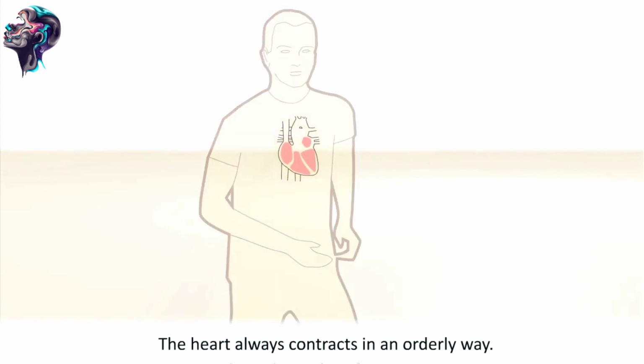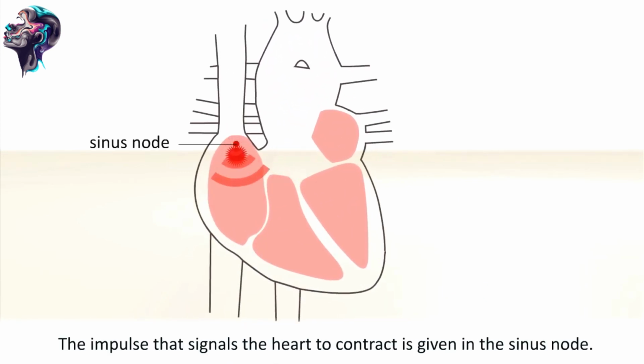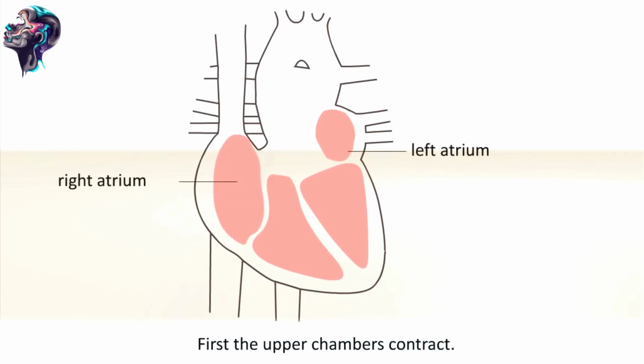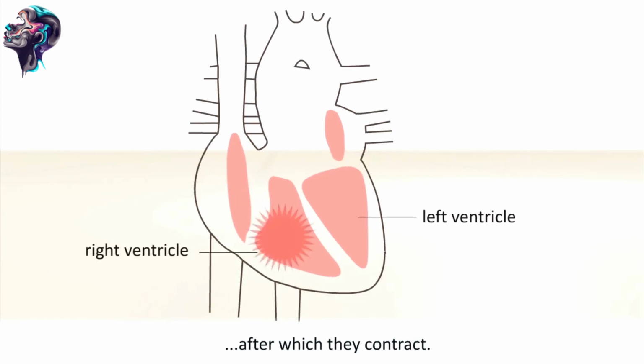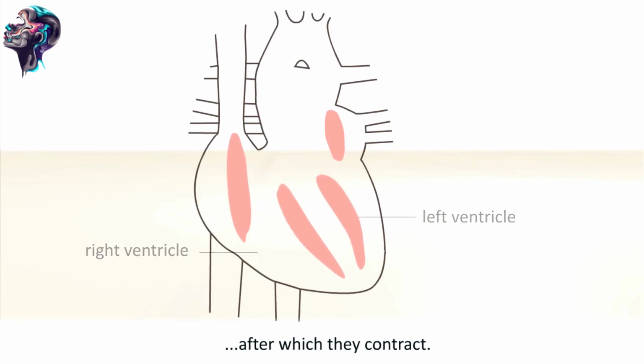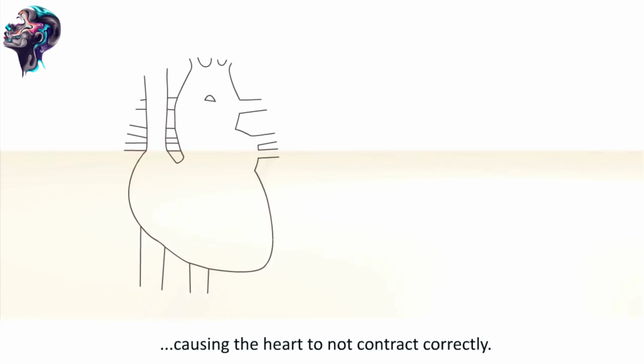The heart always contracts in an orderly way. The impulse that signals the heart to contract is given in the sinus node. First, the upper chambers contract. Then, with a slight delay, the impulse travels to the lower chambers, after which they contract. On several points during this process, something can go wrong, causing the heart to not contract correctly.